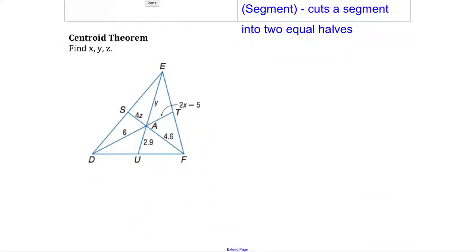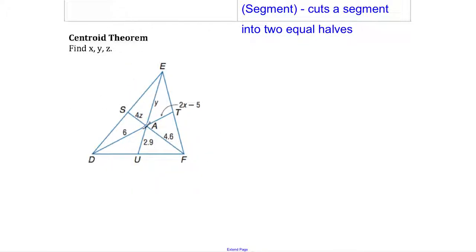This is the centroid theorem, and what this says is that if you have a centroid, which, remember, is the intersection of all the medians, then these medians are going to be cut into a ratio of 1/3 to 2/3. So if this whole distance here is 3, then this part would be 1, and this would be 2. Notice that SA is 1/3 of the entire segment SF, and AF is 2/3 of the entire segment SF.